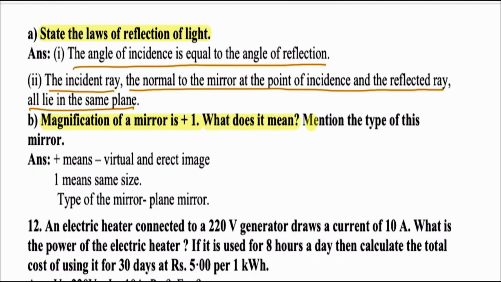B. Magnification of a mirror is +1. What does it mean? Mention the type of this mirror. So here plus means virtual and erect image. 1 means same size. Type of the mirror is plane mirror.